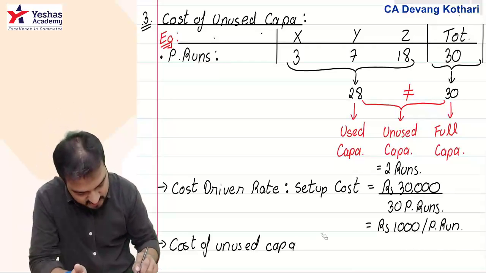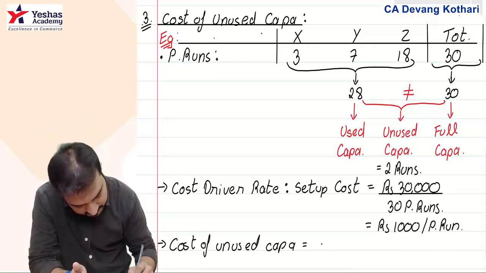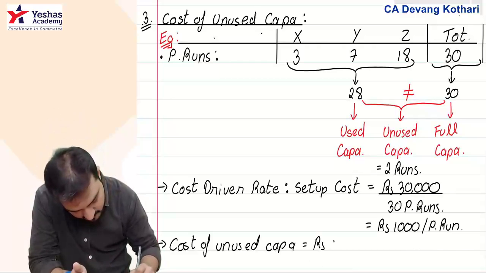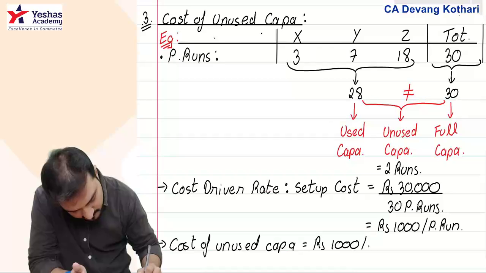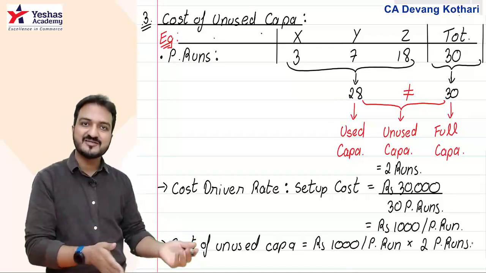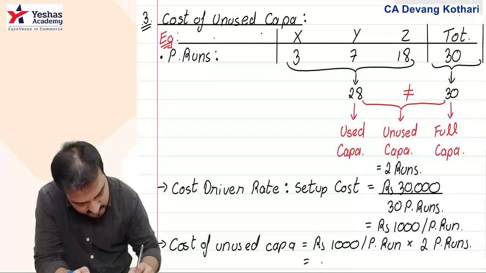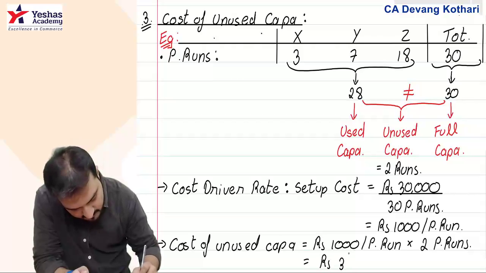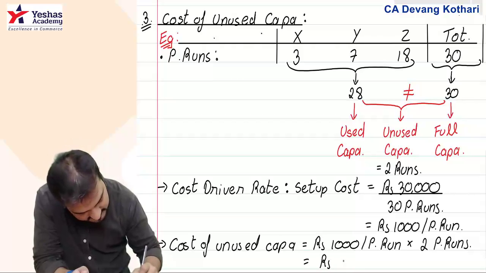I can identify cost of unused capacity as 1000 per production run into 2 production runs which are unused. So my cost of unused capacity becomes 2000 rupees.